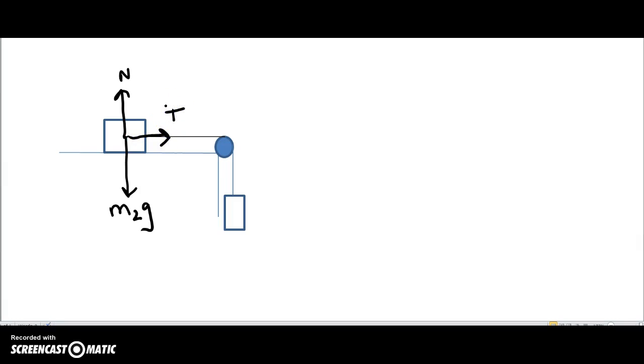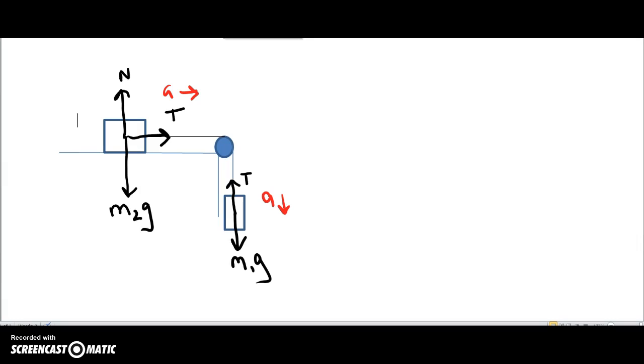Tension. So there's block 2. On block 1, we have tension, and we have the force of gravity. We're also going to draw in the direction of acceleration for both of these boxes.